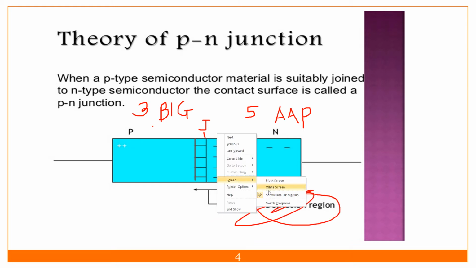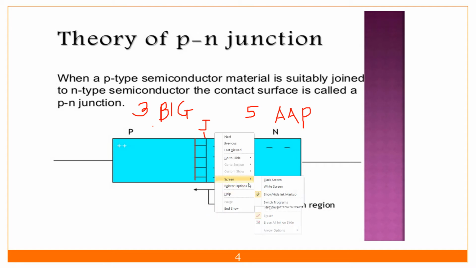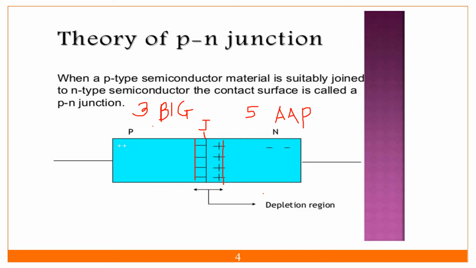Just a minute, I will erase the screen. I'll take the pen again. This is called the depletion region. What is the depletion region? The minority charge carriers of the p-type material, the electrons, get attracted toward the minority charge carriers of the n-type material, the holes, and one layer forms, which is called the depletion layer. In the next slide we will move forward.